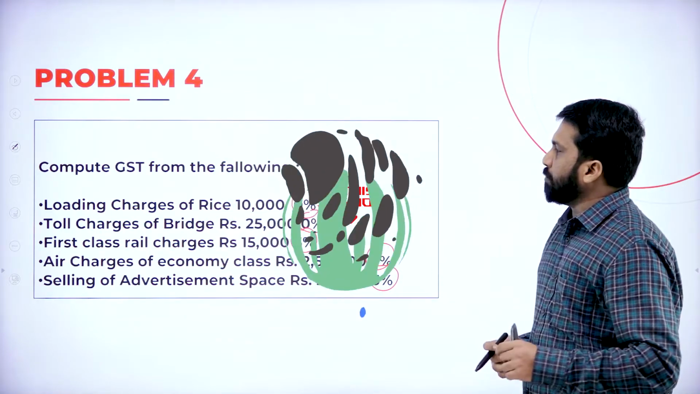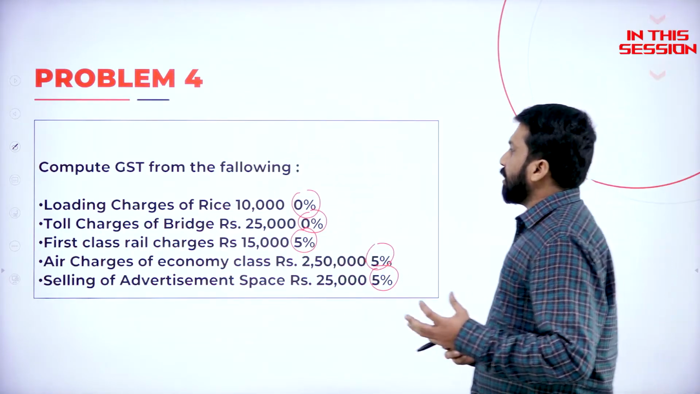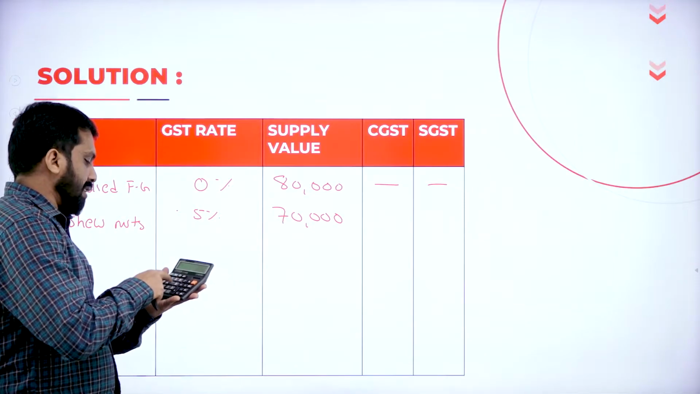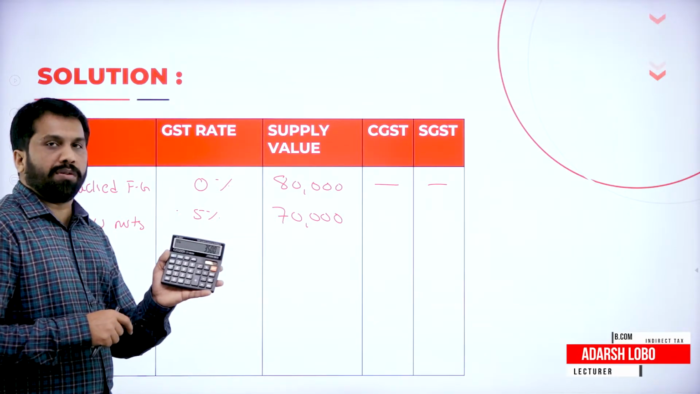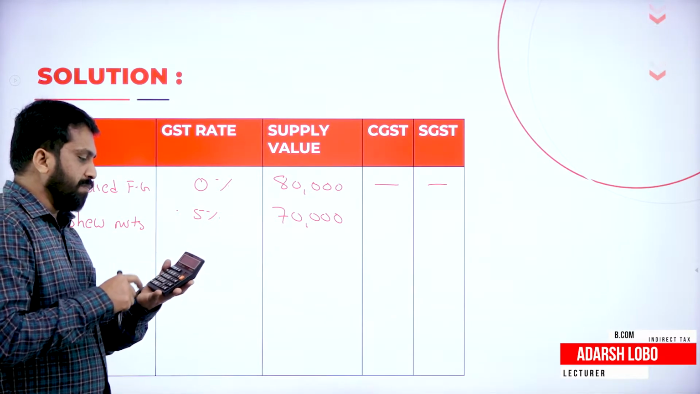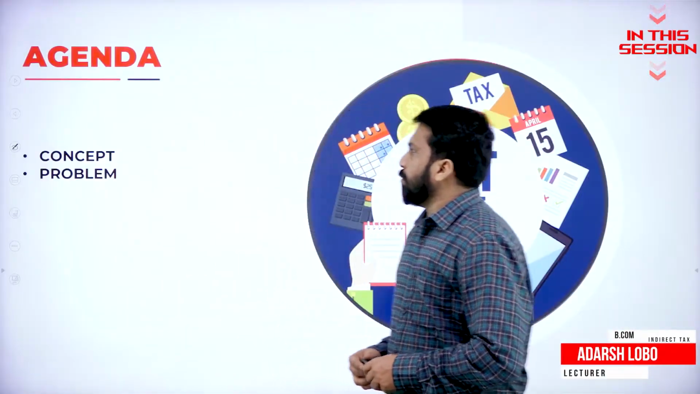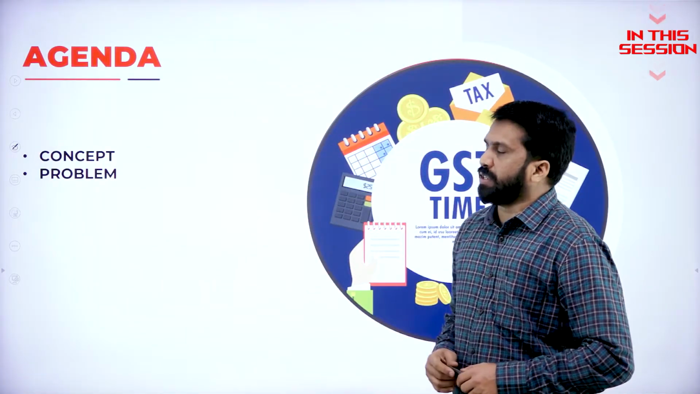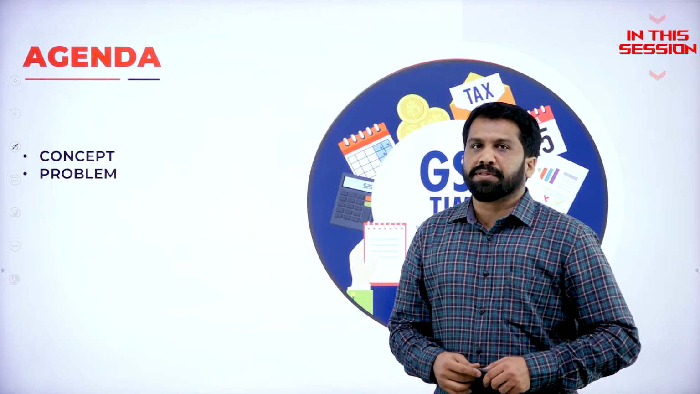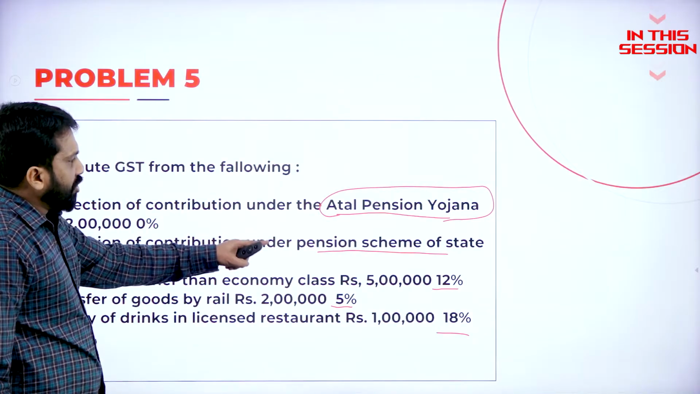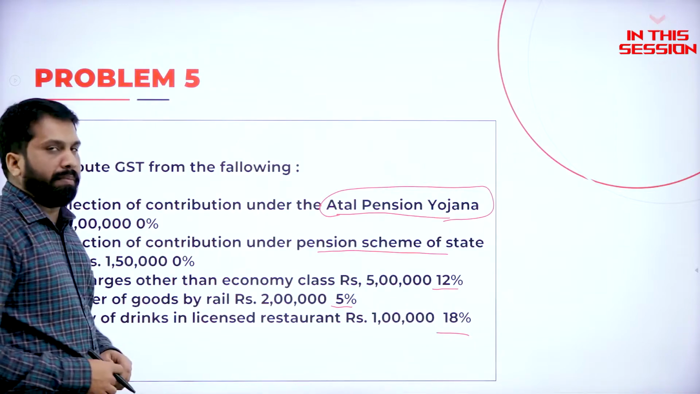Loading charges comes under zero. Why? Because the rice, 70,000 into 5%, 3,500 divided by 2. So the agenda is very simple. We will do the problem, along with that, we'll understand the concept also. Collection contribution under pension scheme of state government.